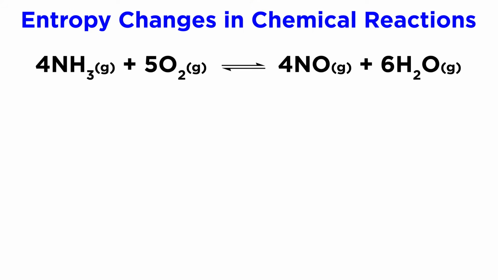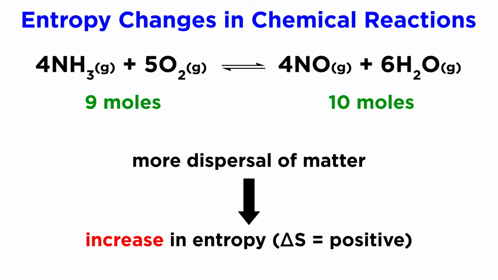Now look instead at this reaction with 4 moles of ammonia and 5 moles of oxygen forming 4 moles of nitrogen monoxide and 6 moles of water, all in the gas phase. What is the sign of the entropy change here? Well, we have 9 moles of particles on the left and 10 on the right, so there is a slight increase in the number of moles of particles and therefore dispersal of matter. Entropy has increased and delta S will be positive.